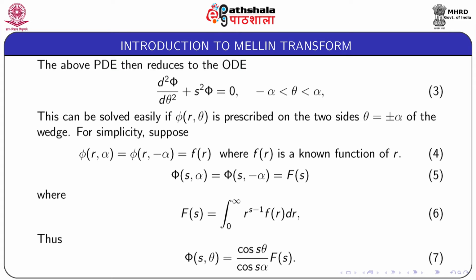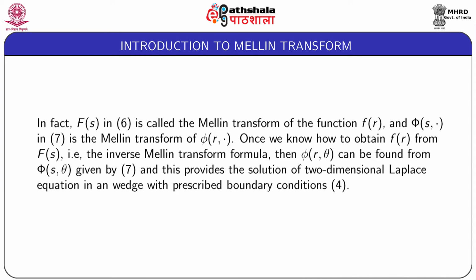Thus, the solution of equation 3, that is capital Phi, is given by equation 7. Here capital F(s) in equation 6 is called the Mellin transform of the function small f(r), and capital Phi(s) in equation 7 is the Mellin transform of small phi(r). Once we know how to obtain small f(r) from capital F(s), that is, if we know the inverse Mellin transform formula, then small phi(r) can be obtained from capital Phi(s, theta) as given by equation 7.